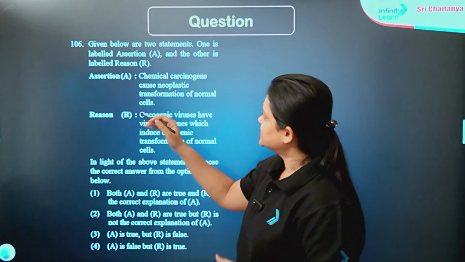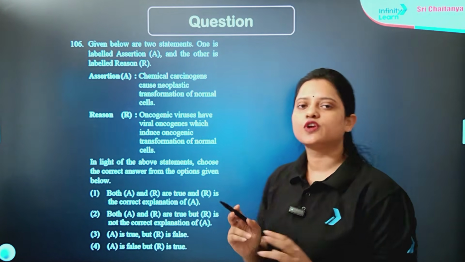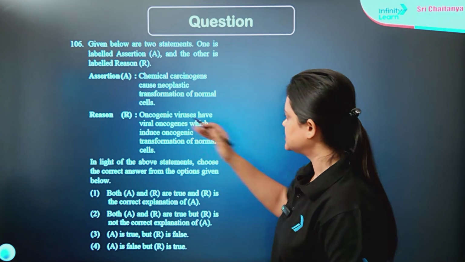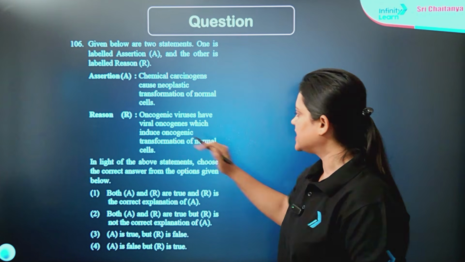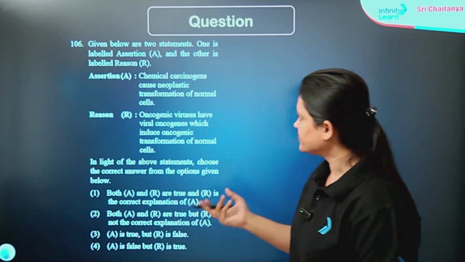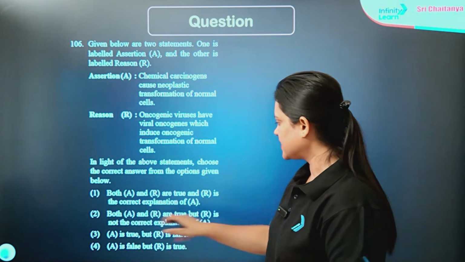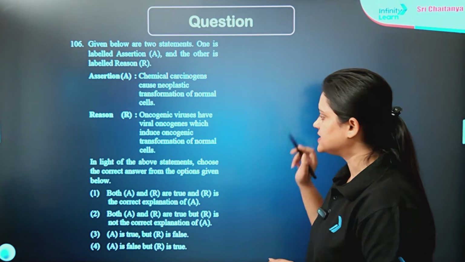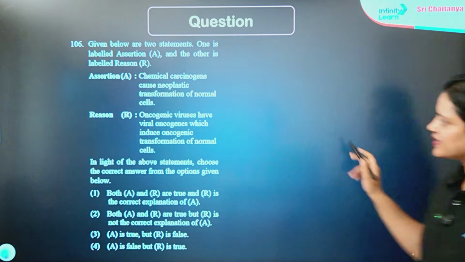So next question. Chemical carcinogens cause neoplastic transformation of normal cells. That's absolutely true. Oncogenic viruses have viral oncogenes which induce oncogenic transformation of normal cells. So that is also true, right? But not related to each other. So both are true but not the correct explanation of the assertion. So the answer here should be 2. Yes, you can check. It's 2.